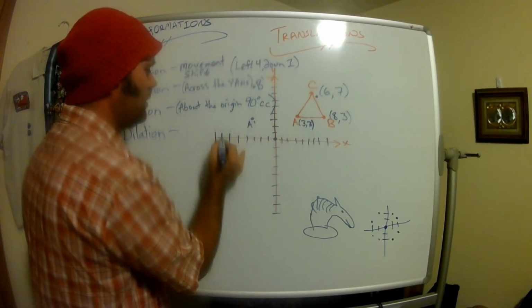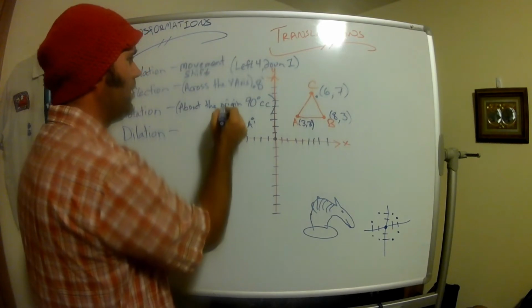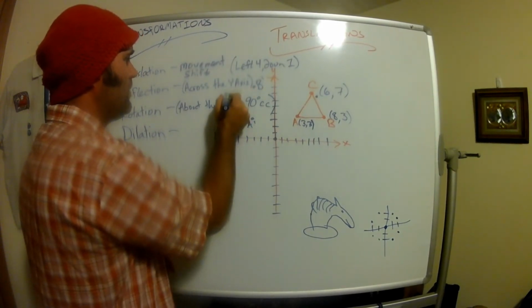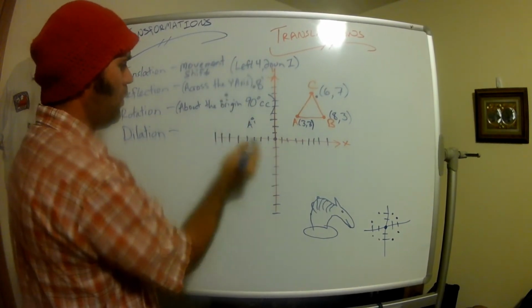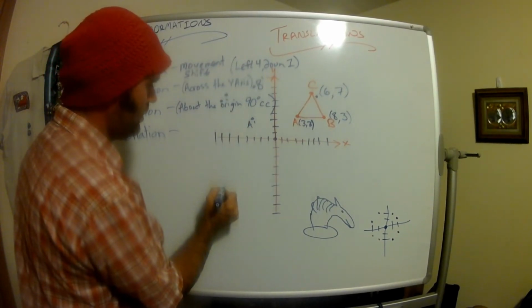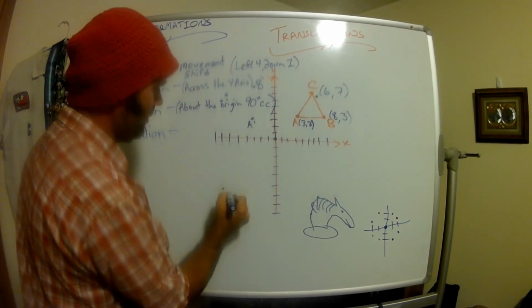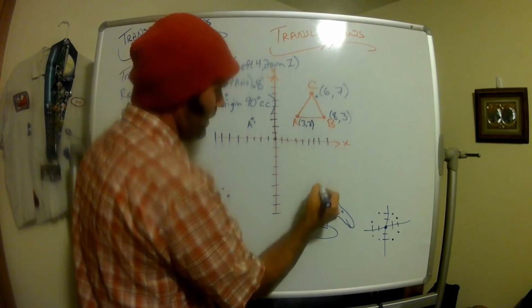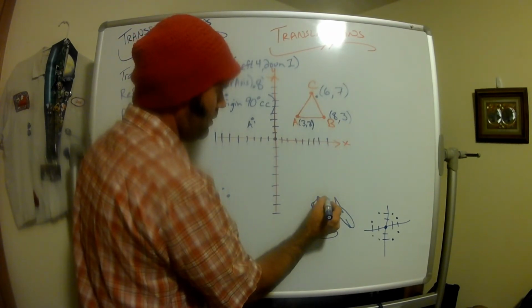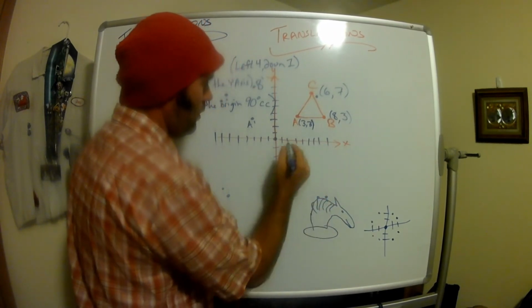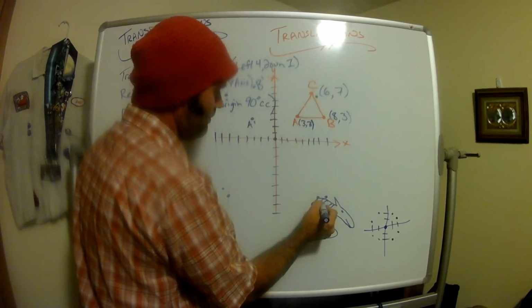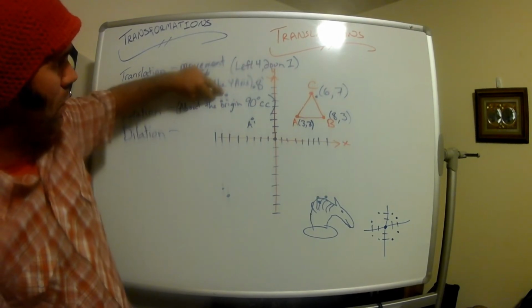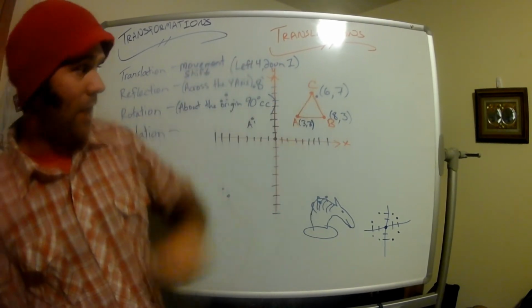Or left 7, up 6. Or left 6, up 7. Or left 7, down 6. Or left 6, down 7. Or right 7, down 6. Or right 6, down 7. So 2, 4, 6, 8 choices.